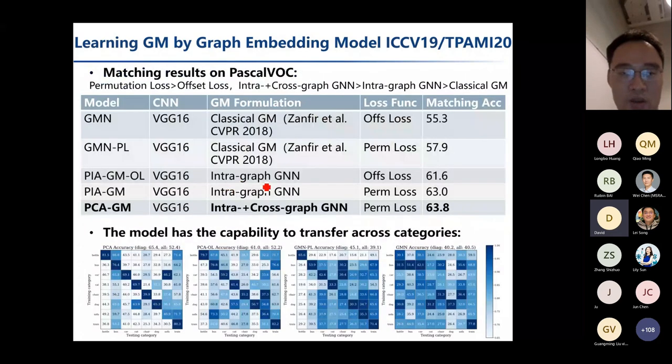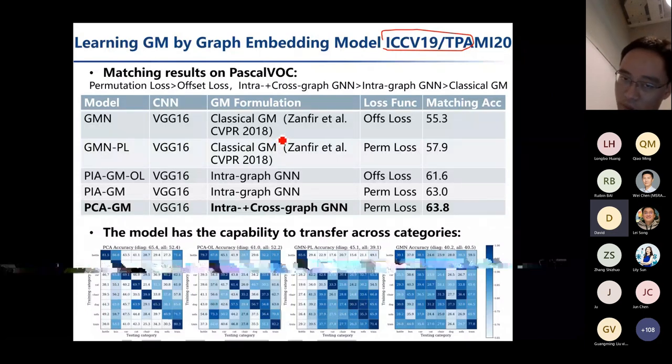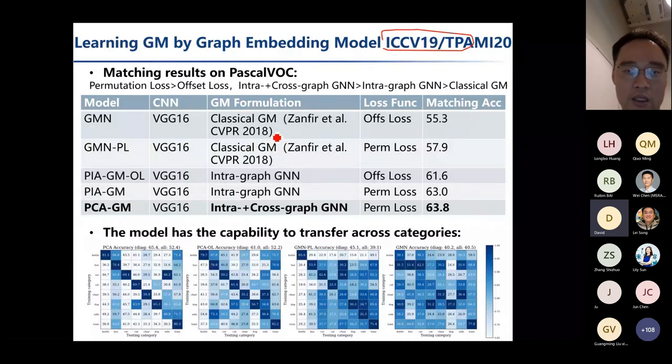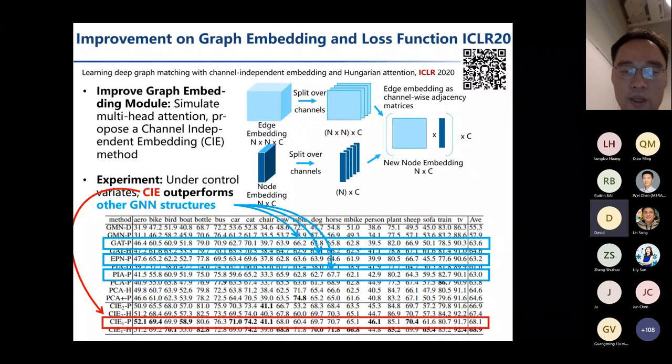And this is our ICCV 19 work. It's an oral paper, and we also compare with the CVPR 18 best paper candidate. This is a best paper honorable mention paper. It's also about deep learning of graph matching, and we have a performance gain from 55 to 63, and we also show good generalization ability across different problem instances. Due to time limit, I have to quickly go through some other works.